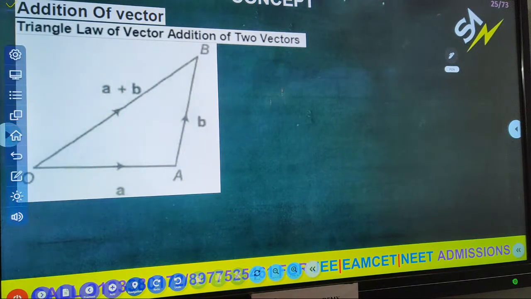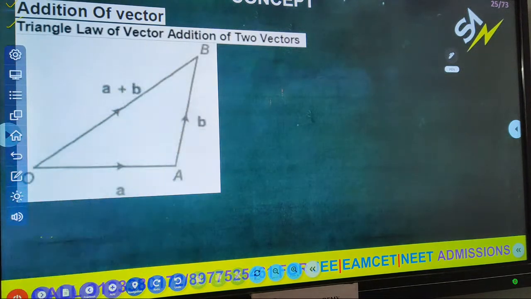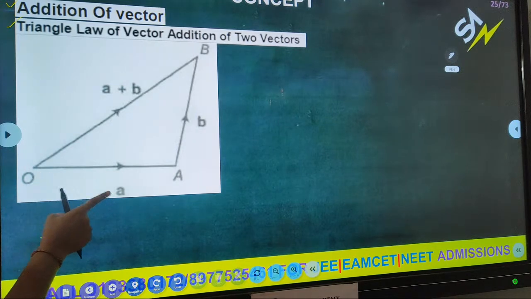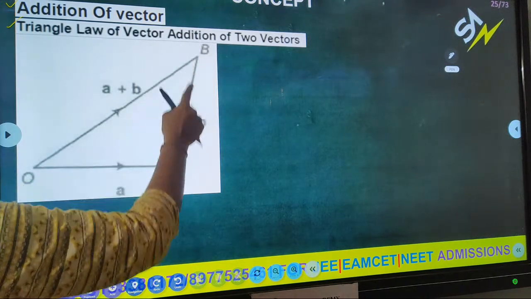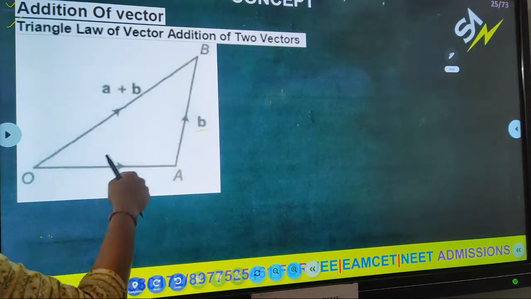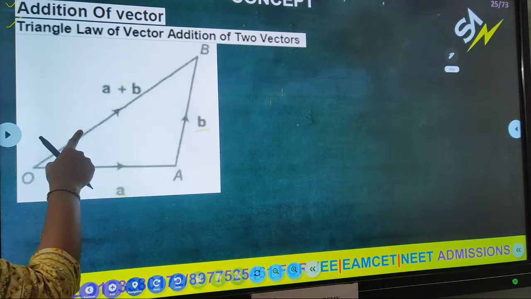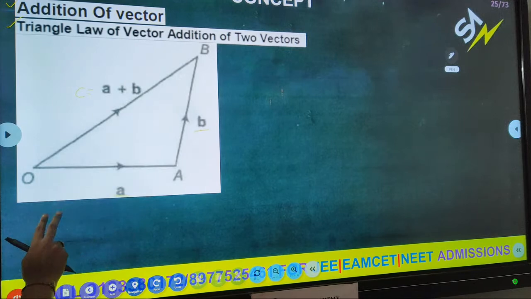Next, addition of vectors. So let us talk about the triangle law of vector addition of two vectors. Here we are given the magnitudes of OA vector as A and AB vector as B, which are representing the sides of a triangle, and this is the opposite side which gives the addition of these two vectors.